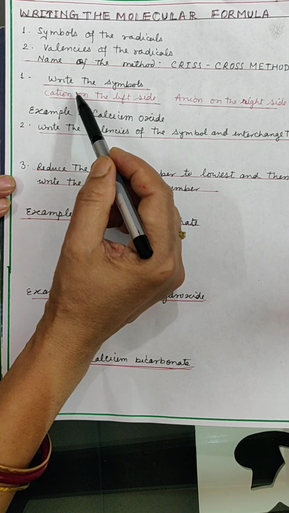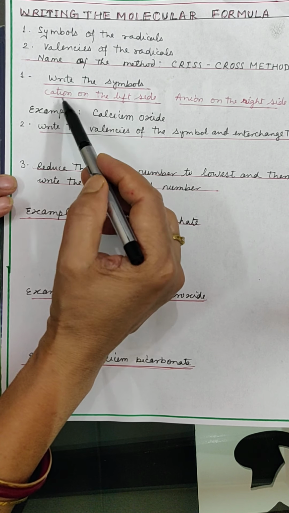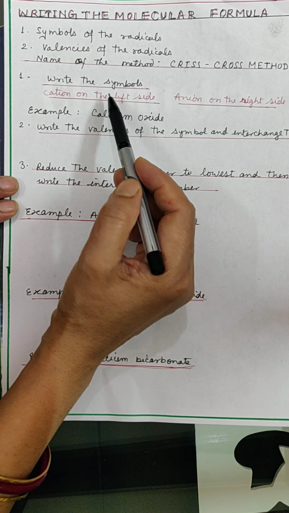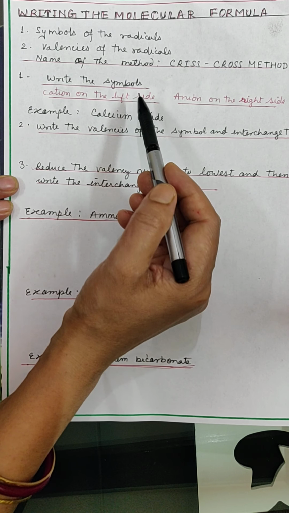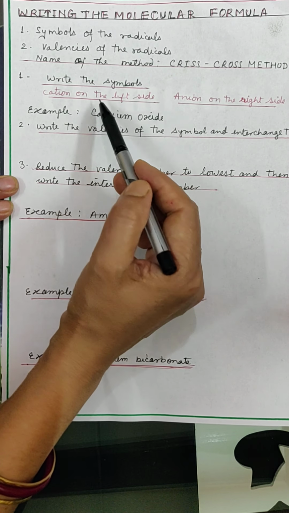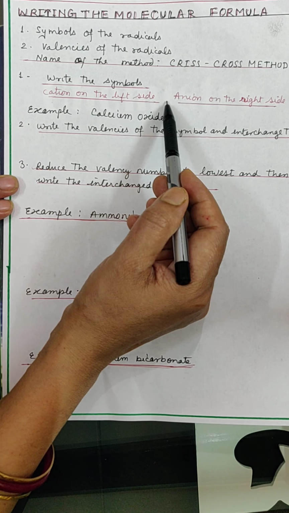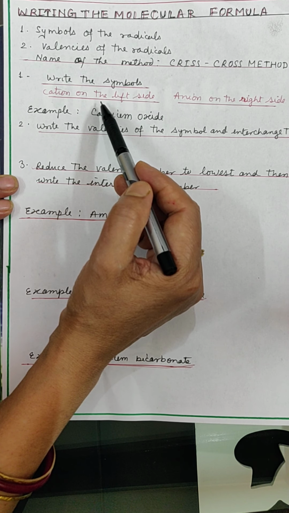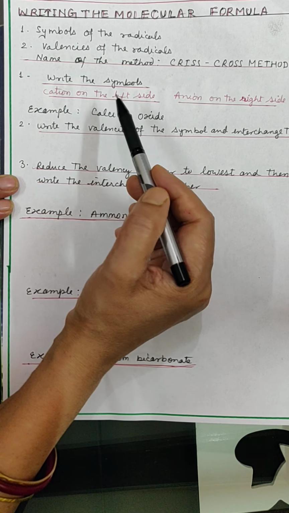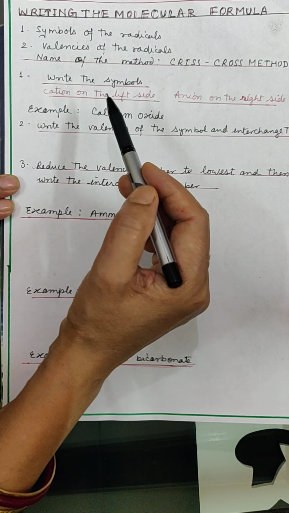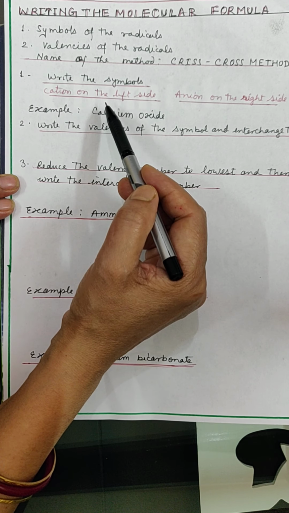So the first step toward framing the formula of a compound is writing the symbols of the radicals. Which radicals? A compound framed of ions is said to be an ionic compound. Like water is not an ionic compound because it is not framed of hydrogen ion and oxide ion. It is framed of hydrogen and oxygen atoms. But sodium chloride is an ionic compound because it is framed of sodium ion and chloride ion.